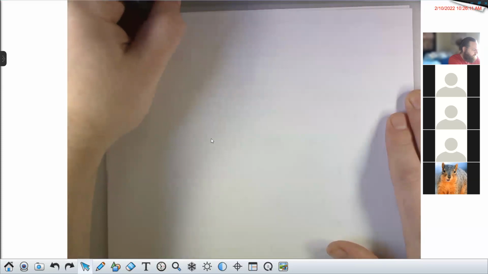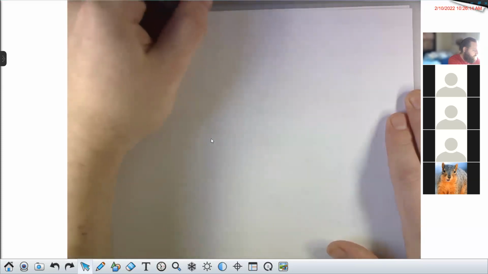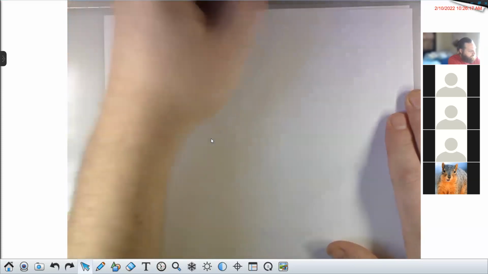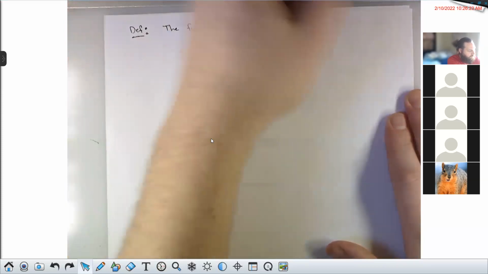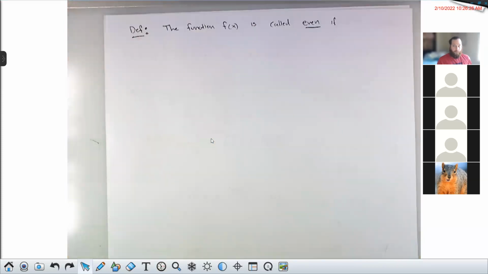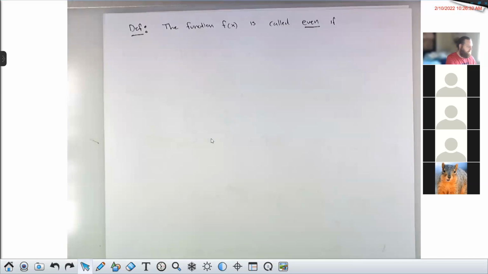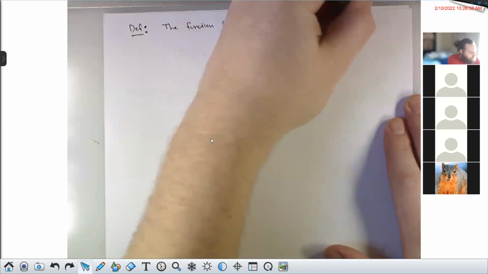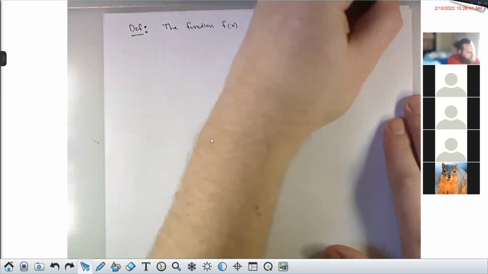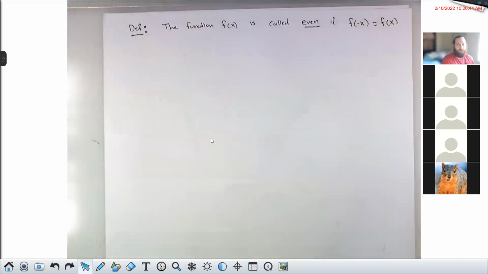The function f of x is called even if, and there's two ways to think about this. One of them is an algebra thing, a purely algebraic or analytic thing. And the other one is a geometry thing. So the algebra definition here is that f of negative x is the same as f of positive x. What I mean is if you plug in the negative version of some number, the output will be the same as if you plugged in the positive version of that number.